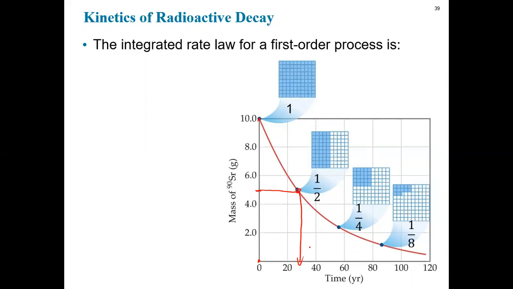So it's about 27 or 26 years. So for this example, from the graph, you can see our T half-life equals 27 years, and then from this 5 to 2.25, that's another half-life, and so on. So that's the definition of half-life.